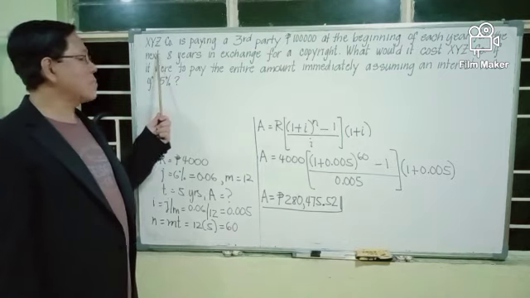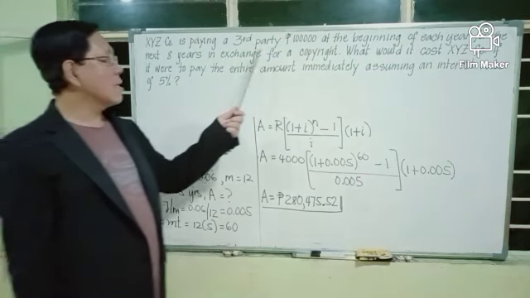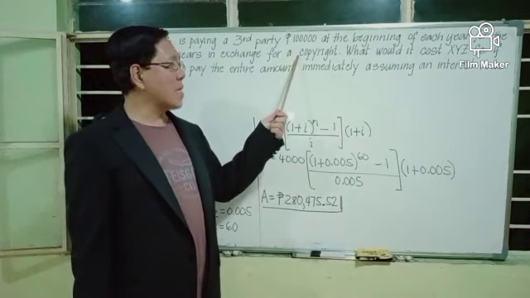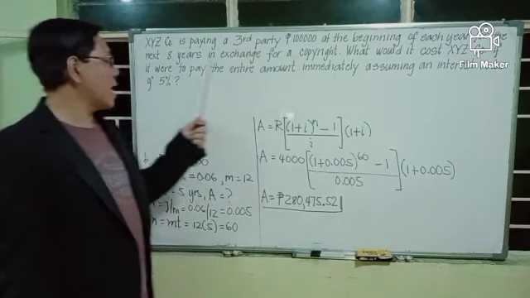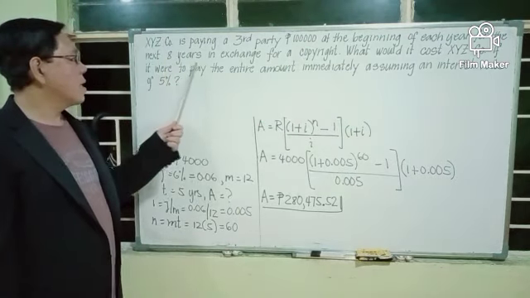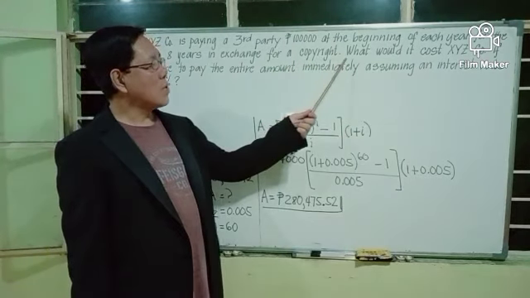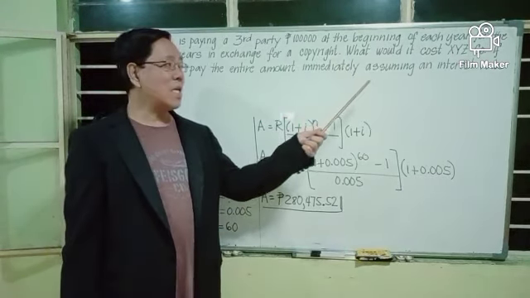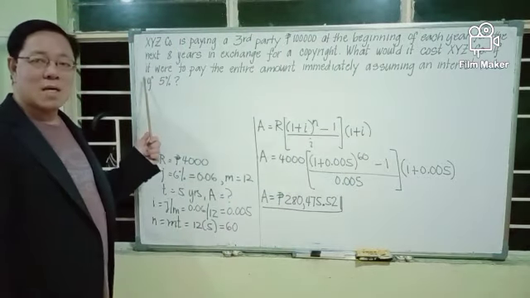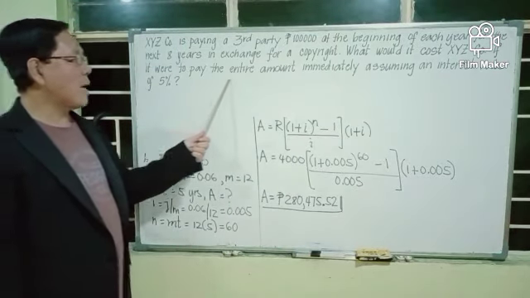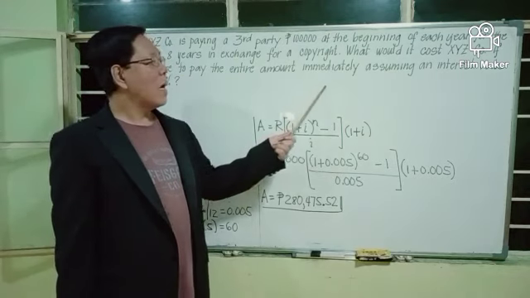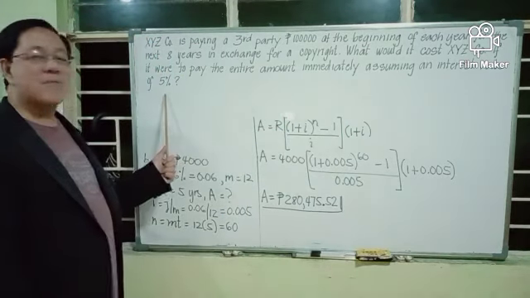XYZ company is paying a third party 100,000 pesos at the beginning of each year for the next 8 years in exchange for a copyright. What would it cost XYZ company if it were to pay the entire amount immediately, assuming an interest rate of 5%?